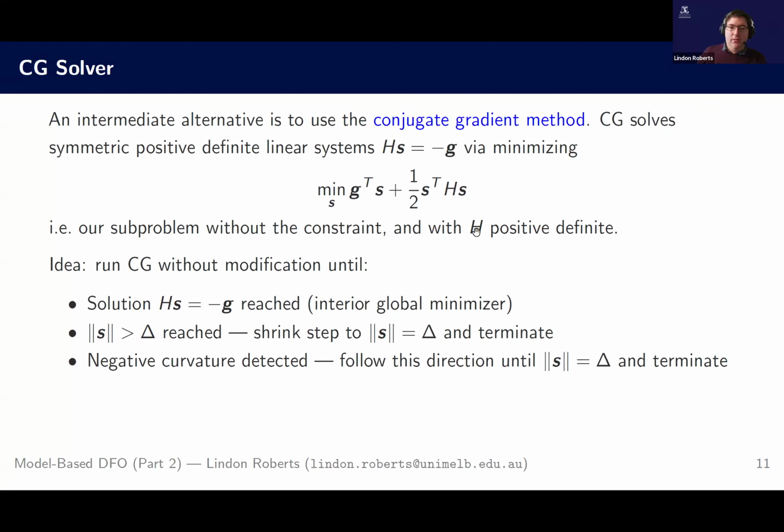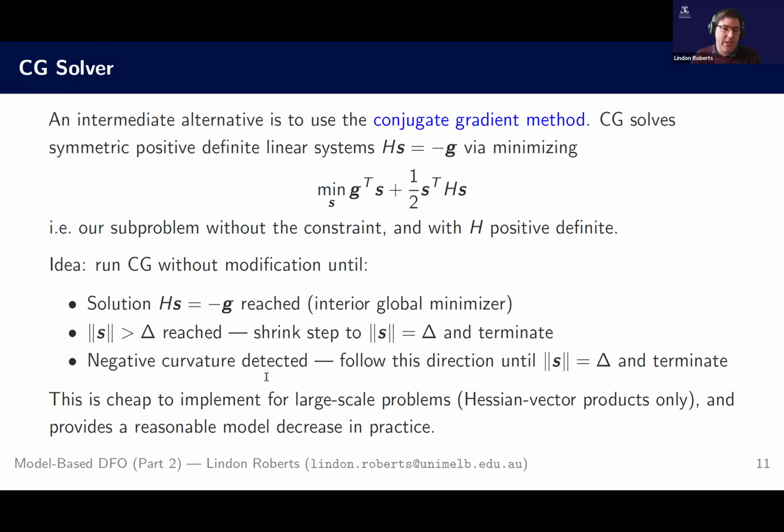The other thing that could happen is that we implicitly assumed H is positive definite. In practice, H might not be for the trust region problem, so we might detect some negative curvature. In that case, we know that our objective is unbounded below, and so we follow this direction of negative curvature until we hit our trust region boundary. So this is very easy to implement, very straightforward. It only requires Hessian vector products. It works for large-scale problems, and in practice is a reasonable choice. And actually, this always achieves the Cauchy decrease as well. The first iteration of CG always gives you the Cauchy step. This is a good intermediate value.